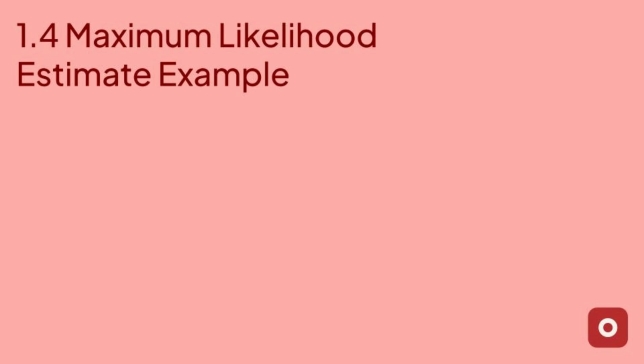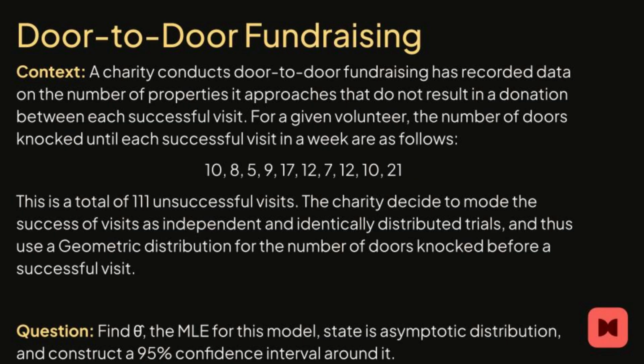Welcome to Logic Bytes. In this video, we walk through an applied example of maximum likelihood estimation using door-to-door fundraising data. A charity has recorded how many houses a volunteer must knock on between successful donations. The observed values are 10, 8, 5, 9, 17, 12, 7, 12, 10, and 21.